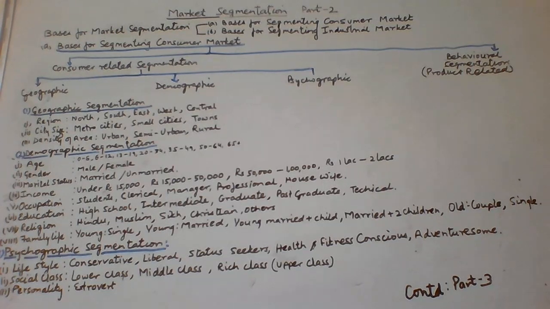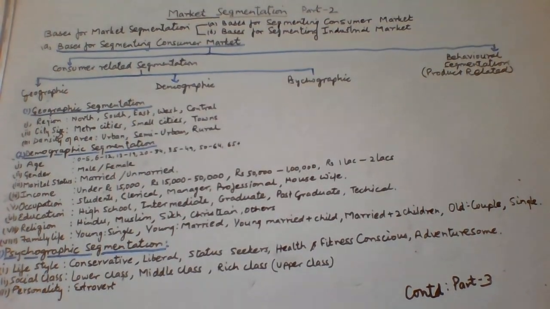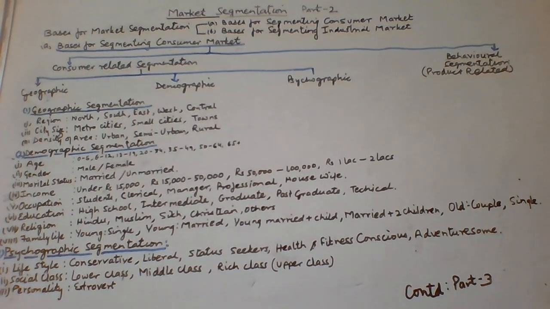Again, education: we divide the whole total population on the basis of the education they have attained. For example, whether they have done high school, intermediate, graduate, postgraduate, or technical education. So it helps us in segmenting the group.